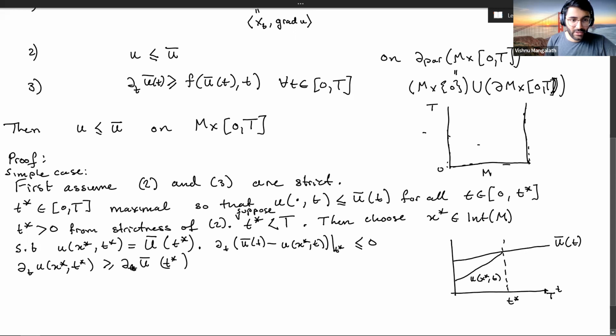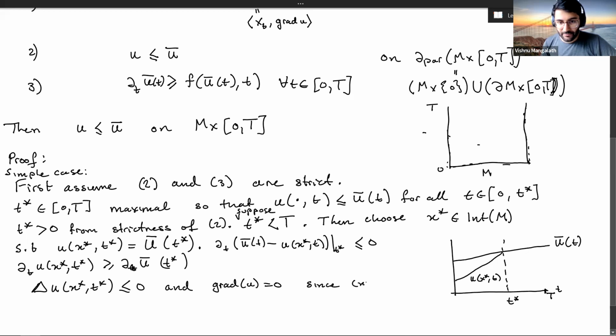But since, by definition, this is a maximum of u, you know by the second derivative test that the Laplacian of u at x star, t star is less than or equal to 0 at the maximum. And also the gradient of u is equal to 0, since x star is a max.